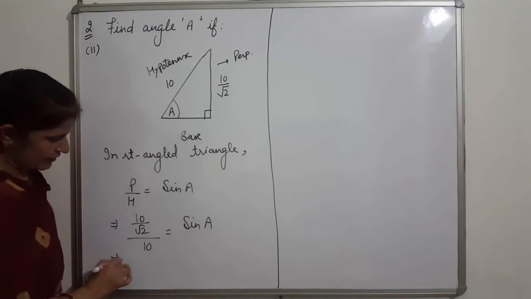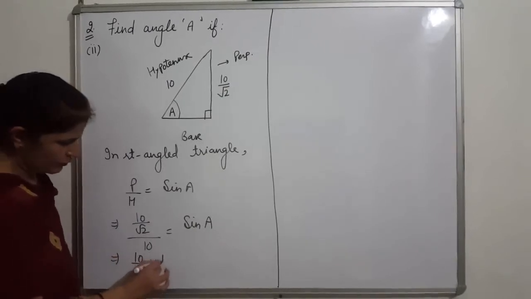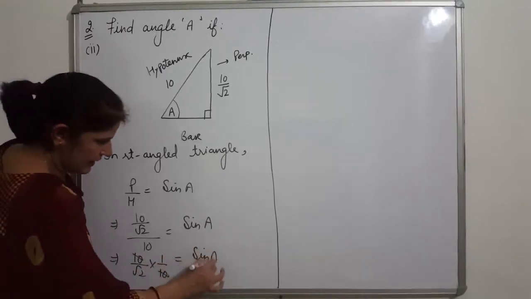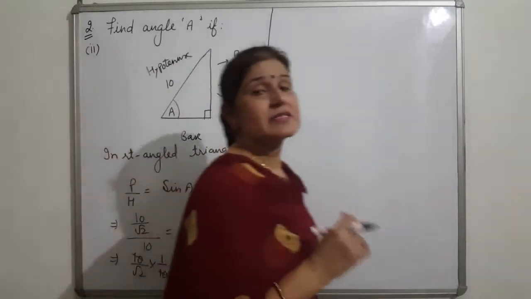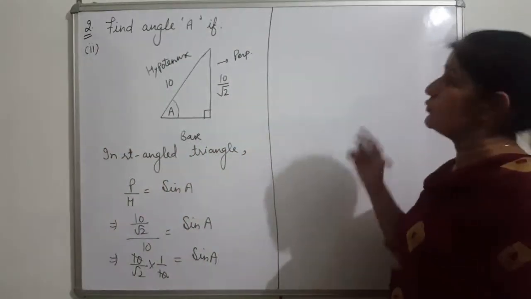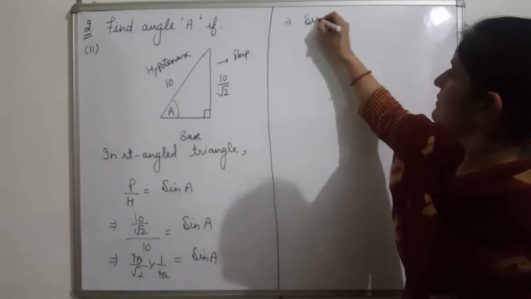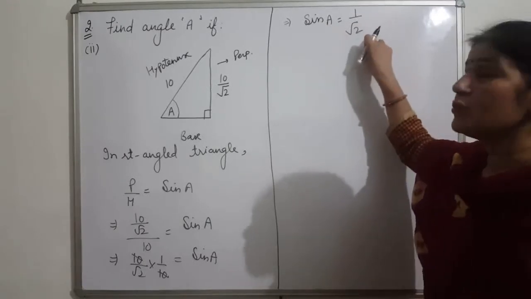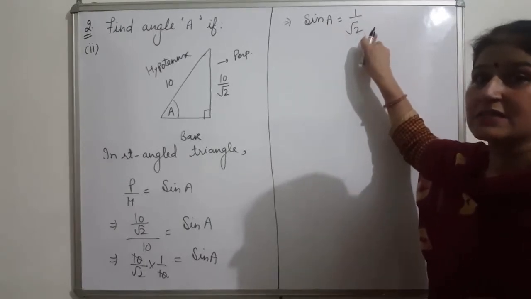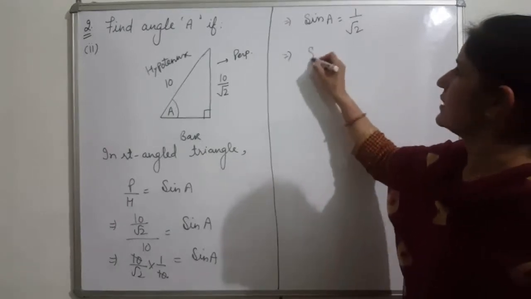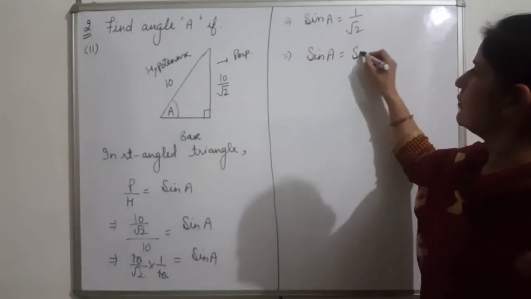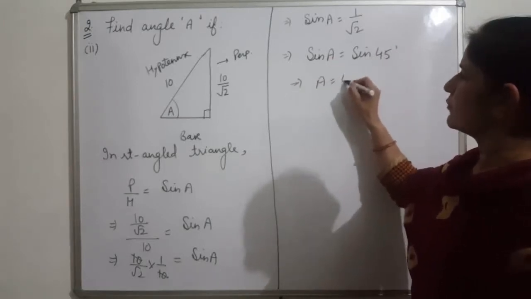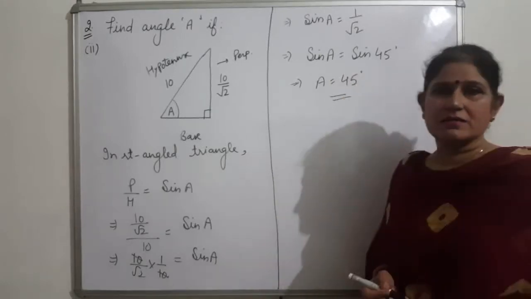Now when you take the reciprocal, you can write it as 1 over 10. 10 is cancelled, it is sine A. So what do we get? We get sine A equals 1 over root 2. In sine, 1 over root 2 is the value of which angle? It is sine 45. So we substitute here. So sine A equals sine 45. When you compare both, the value of A is 45 degree, and this is the answer.